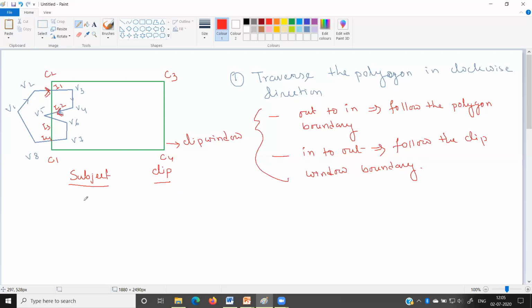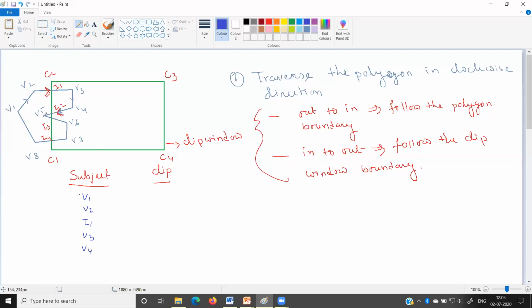So we will write down the subject list. We will start from vertex V1, writing down the names of the vertices. Fine. So we are writing V1, V2, then V2 to V3. While I am moving from V2 to V3, there is the intersection point I1, which also belongs to the boundary of the polygon. So I have to write I1, then V3, then V4.